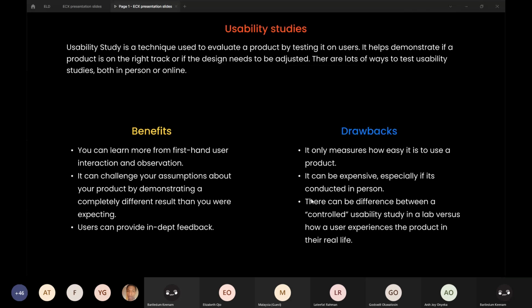There can be a difference between a controlled usability study in a lab versus how a user experiences the product in real life. When you test a product as a designer or with your team, it can be different from how users experience it. If I build an app with my teammates and we conduct usability testing, we won't really have much problem, or we can't tell, because we are the ones that built the app. It won't be the same as testing it out on actual users.